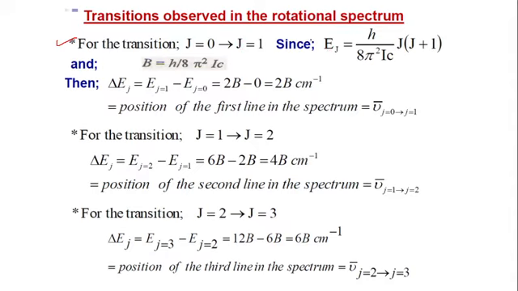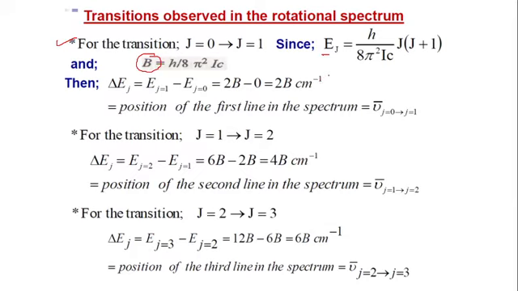Here, from this excitation, in this transition, you can find out the energy, which is equal to h upon 8 pi square I c into J plus 1. Here, this value is nothing but what? The B, which is denoted as B, and that's why we can find out the change in energy, which is equal to E at J equal to 1 minus J equal to 0, higher energy level to the lower energy level. This is the formula for calculating the change in energy, which is equal to what? This is 2B minus 0.